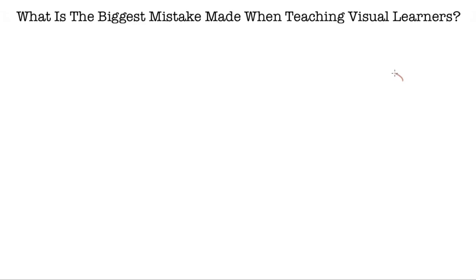What is the biggest mistake made when teaching visual learners? I've been on both sides of the experience, both as a student and as a teacher. And there's a flaw in the whole system, and it's the way we approach visual learning. Studies show that 65% of all learners are visual.